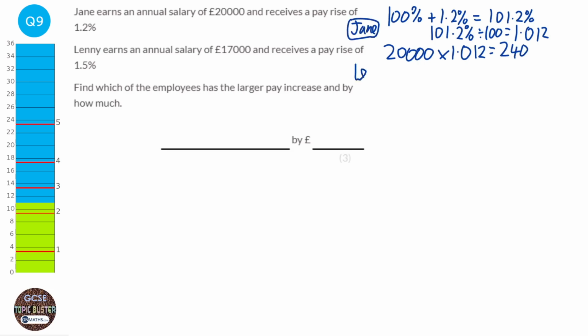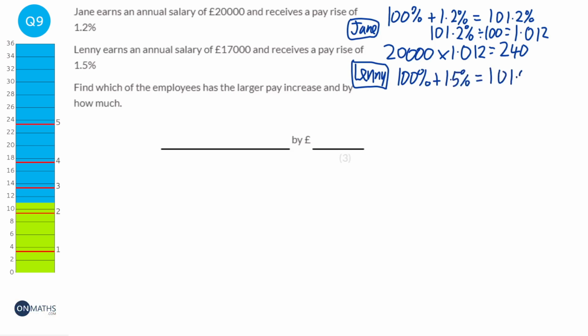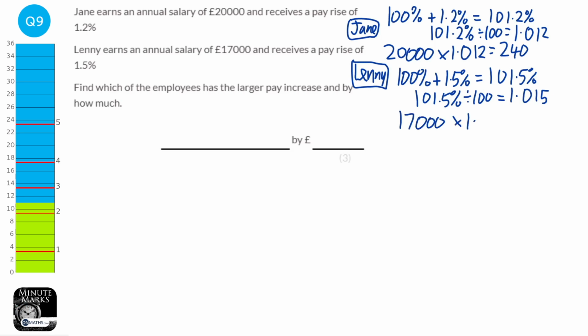And so let's do Lenny. So that's 100% plus the 1.5%, which will be 101.5%. Make that a multiplier: we divide 101.5% by 100, which gives us 1.015, and then finally we take the 17,000 times it by the multiplier, and when we do that we get 255.